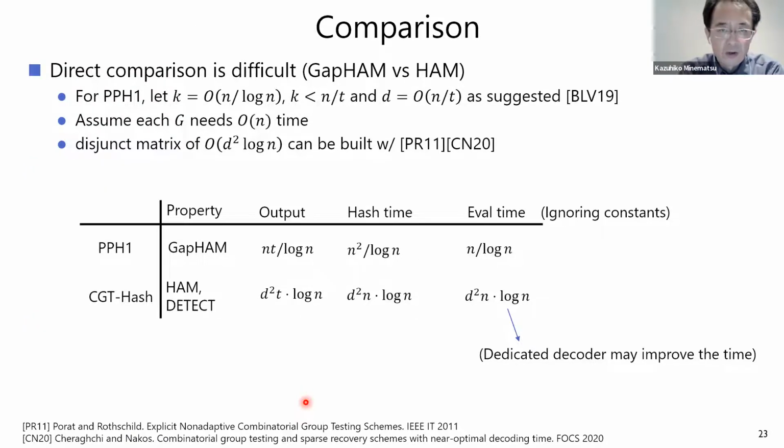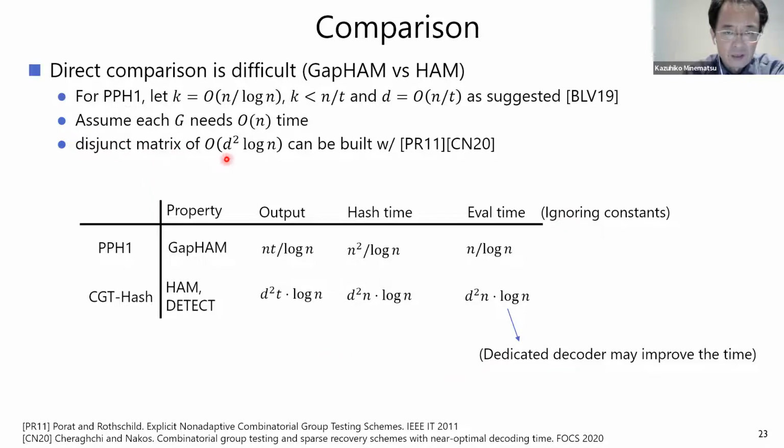This slide shows the comparison between the PPH1 and CGT-based construction. Direct comparison is difficult because the first one implements the PPH for gap Hamming, while ours implements the Hamming predicate. But if we follow the parameter suggestion originally suggested by the VLB90 paper, we can show this table.